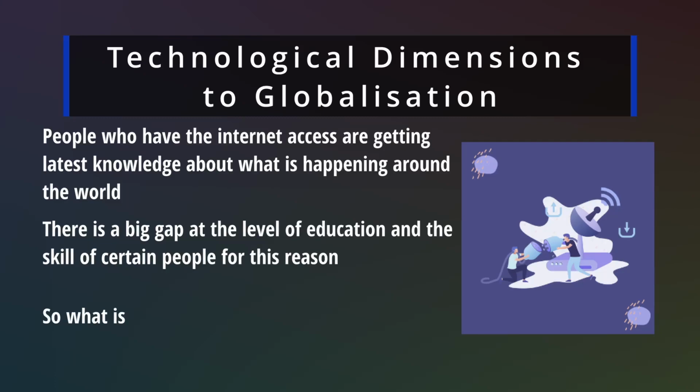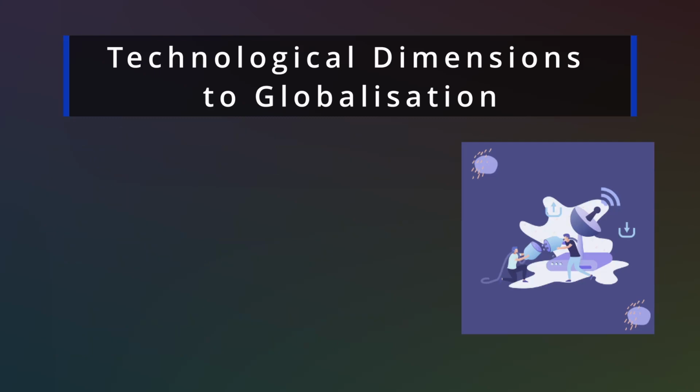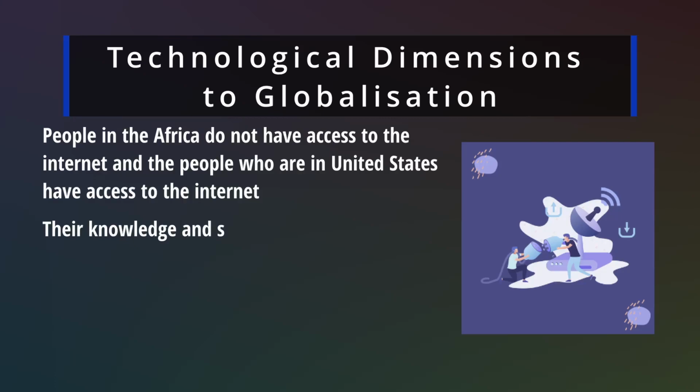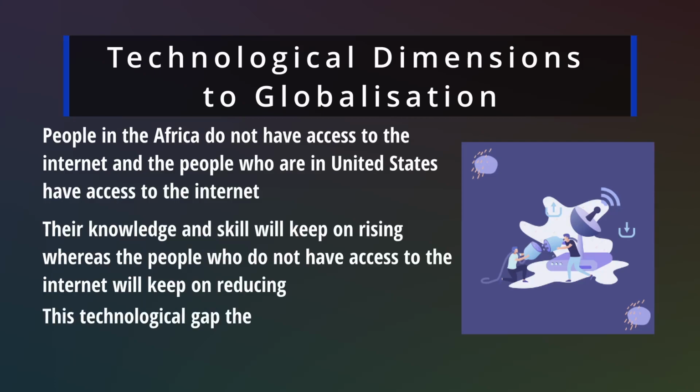So what is going to happen in the future? This gap in society will continue to widen, because people in Africa who do not have access to the internet, and people in the United States or certain other countries who have access to the internet, will naturally have more advantage. Their knowledge and skill will keep on rising, whereas for the people who do not have access to the internet and other things, it will keep on reducing. So this technological gap, the digital divide, is also going to have an effect.